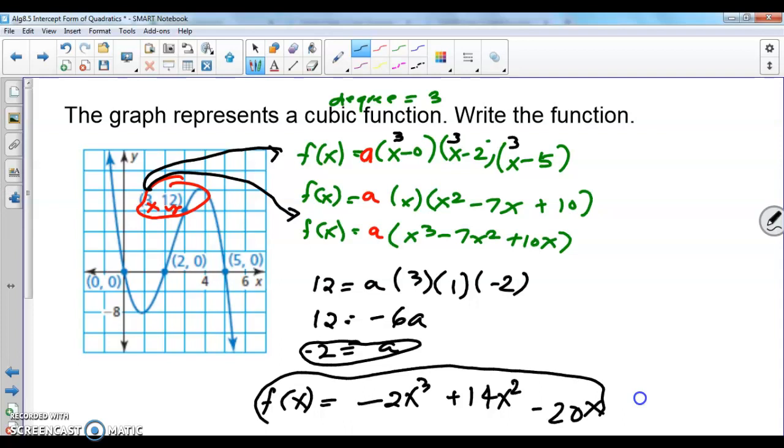Alright, so those are some examples on how to write functions. I showed you an example on quadratic and one also on cubic functions, just by knowing the intercepts of the graph.